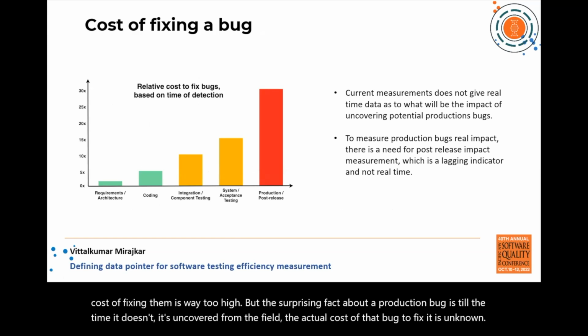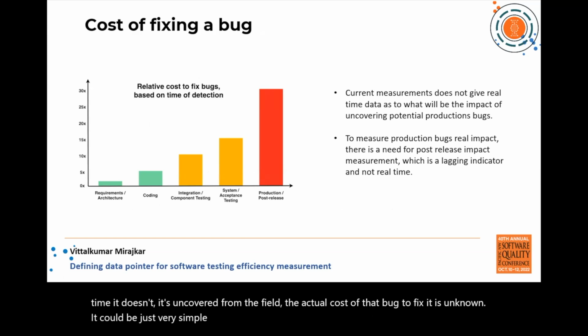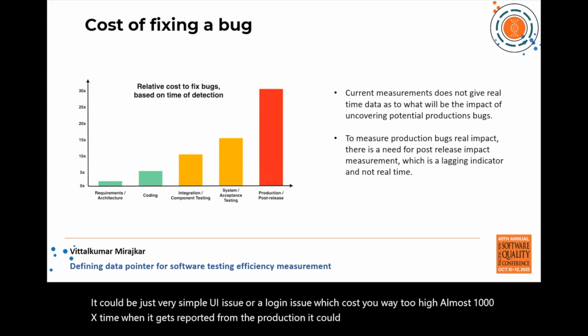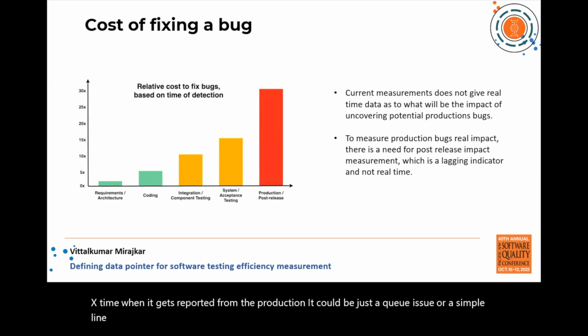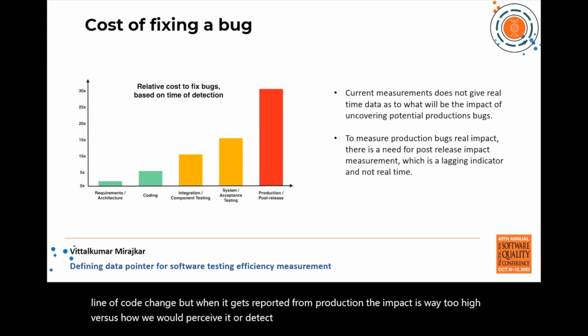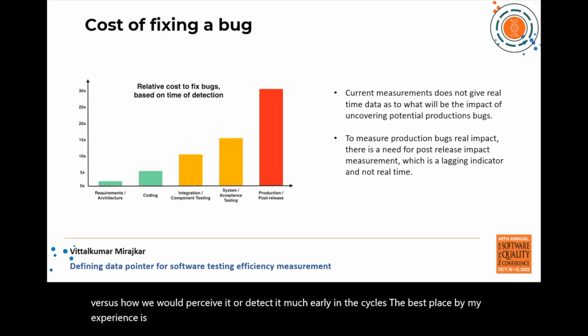It could be a very simple UI issue or a login issue, which costs you almost 1,000x when it gets reported from production. It could be just a queue issue or a simple line of code change, but when it gets reported from production, the impact is way too high versus how we would perceive it or detect it much earlier in the cycles. The best place, by my experience, is to find a bug even before it's coded.